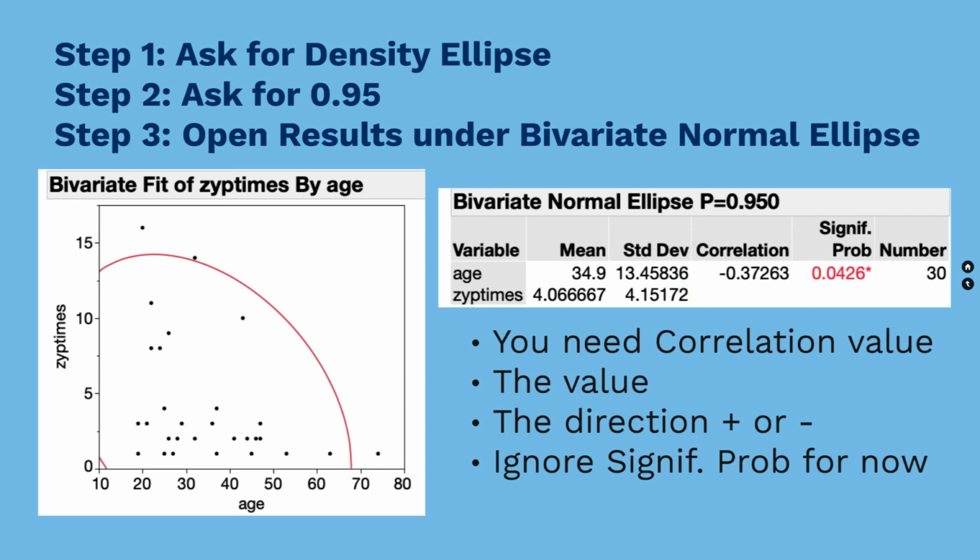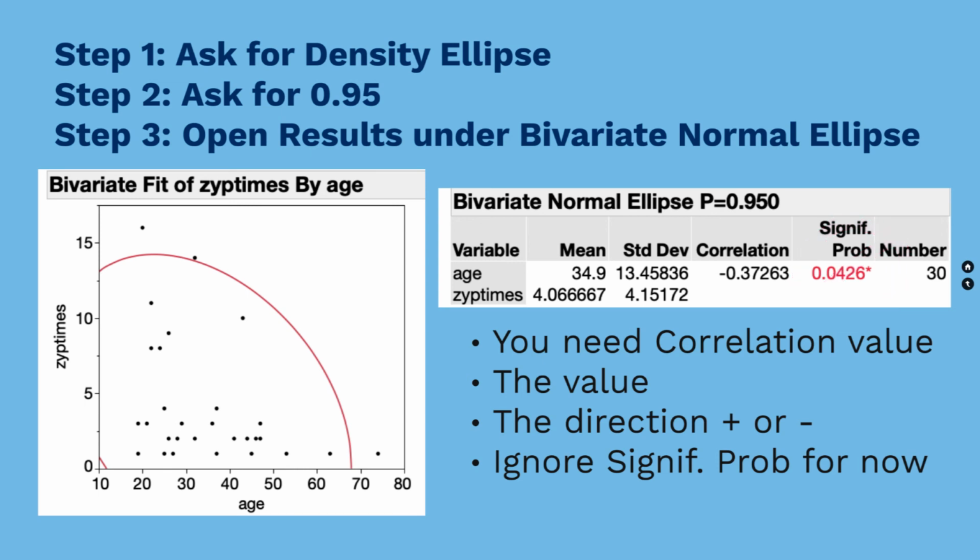Meaning, is it a positive relationship? So as x increases, y increases. Or is it an inverse or negative relationship? So as x increases, does y decrease? Ignore the significant probability for now. We will get to that later in this course.